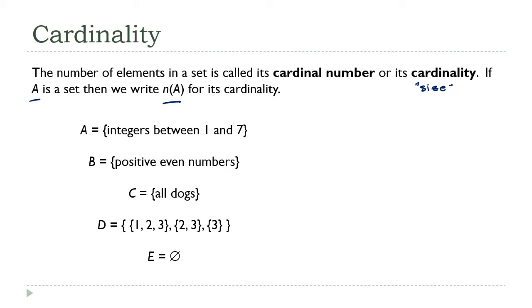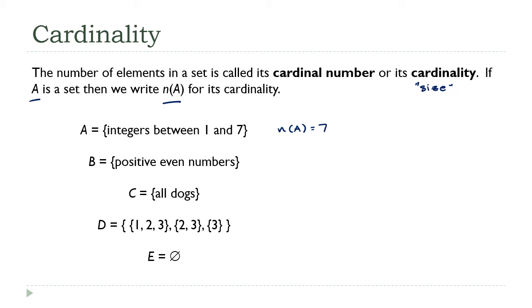So let's look at some examples here. I have this set A, the integers between 1 and 7. What is n of A? How many numbers are there in that set? Well, I'm going to count them up, right? We're only doing integers now, so it's going to be 1, 2, 3, 4, 5, 6, 7. 7 numbers on that list, so that's the cardinality.